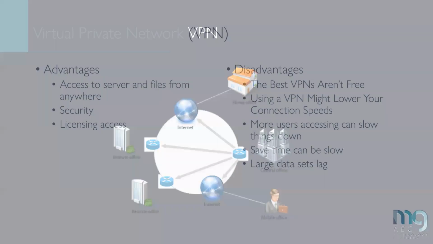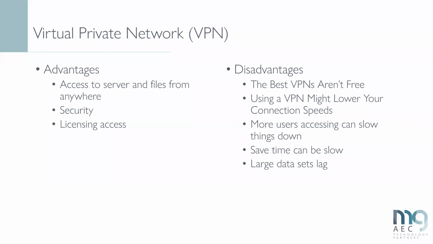There are some pros and cons to a virtual private network as well. The advantage is access to the server and files from realistically anywhere. You just need that internet connection. It's very secure. Generally, you're purchasing a service that has security measures around it for that VPN access. And then you can ping your server to pull licenses for your Autodesk software. Some of the disadvantages to virtual private networks: the best VPNs aren't free. There is going to be some setup time if you did not already have this in place at your office or your firm's main office.